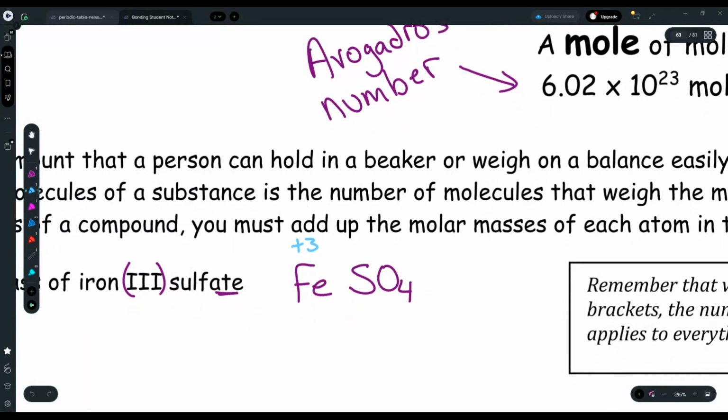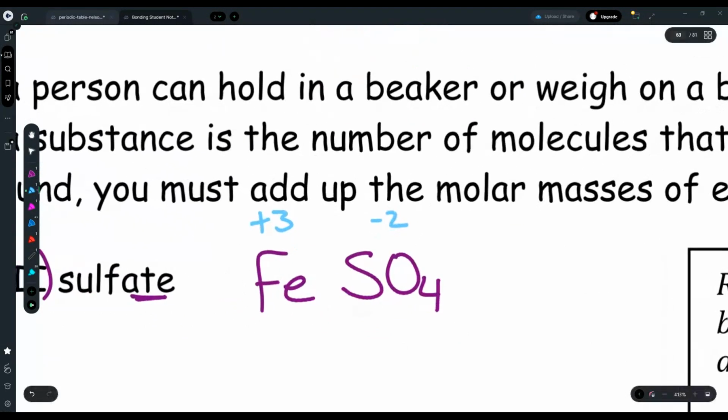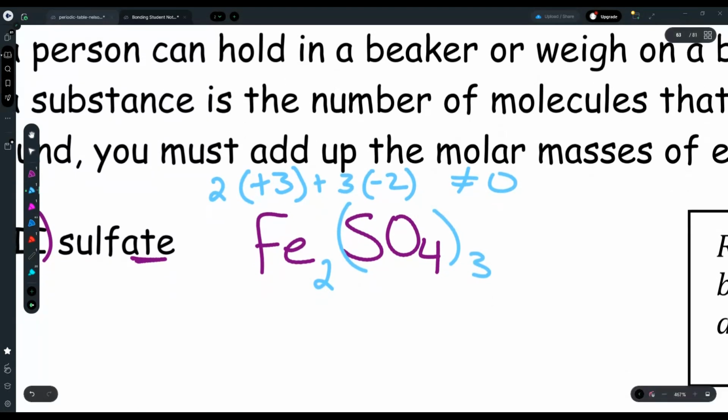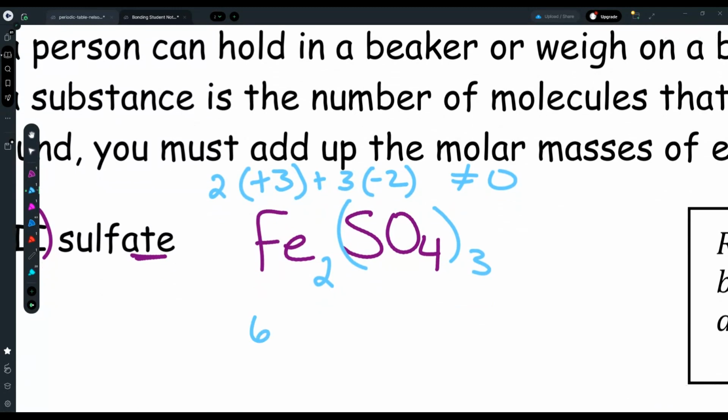Now, since sulfate has a 2- charge, I'm going to write that out, and since this doesn't equal 0, we need to do the crisscross applesauce. So I'm going to take the 3, put it behind sulfate, and then take the 2, put it behind iron. So now we have 2 times +3, which is 6, and 3 times -2, which is -6, which does equal 0. So this is now balanced.